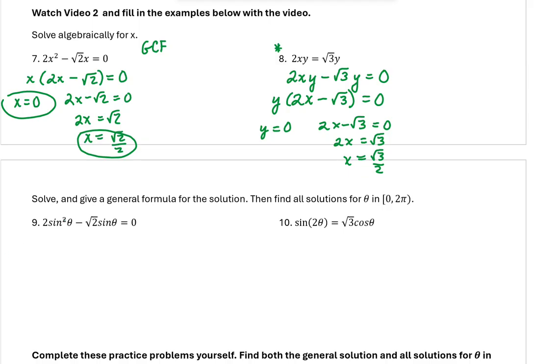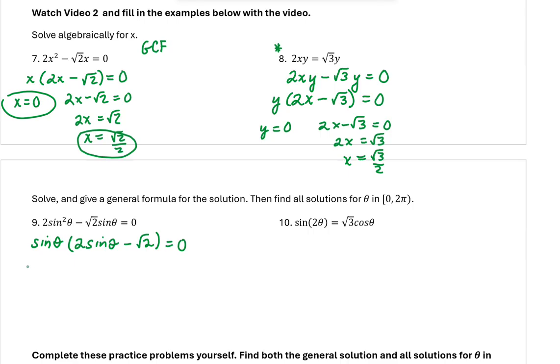We have 2 sine squared theta minus square root 2 sine theta equals 0. What I'm noticing is, yes, it's a quadratic, but it does not have a term without a sine, so I've got a GCF. I'm going to pull the sine of theta out front. Left over would be just 2 sine theta in the first term, and in the second term, just square root 2, just like above, except instead of x, we have sine theta now.